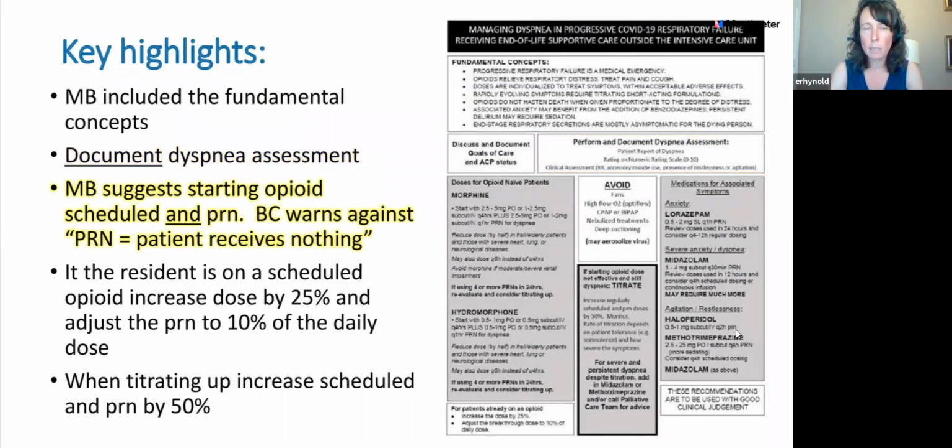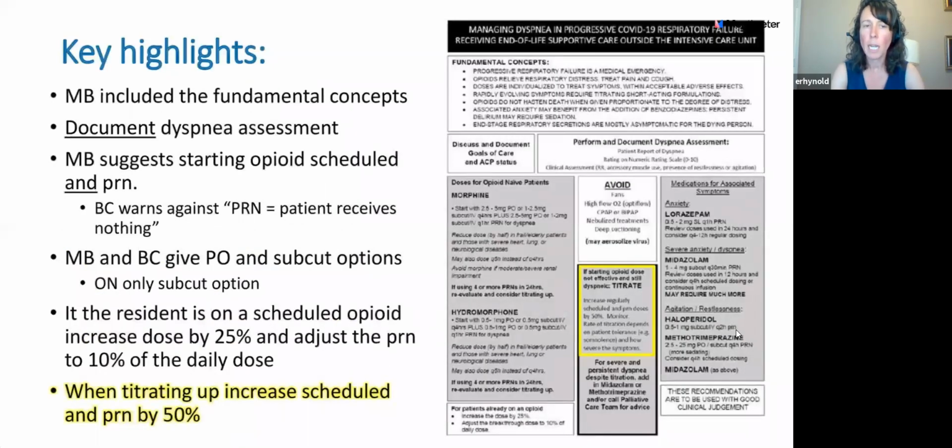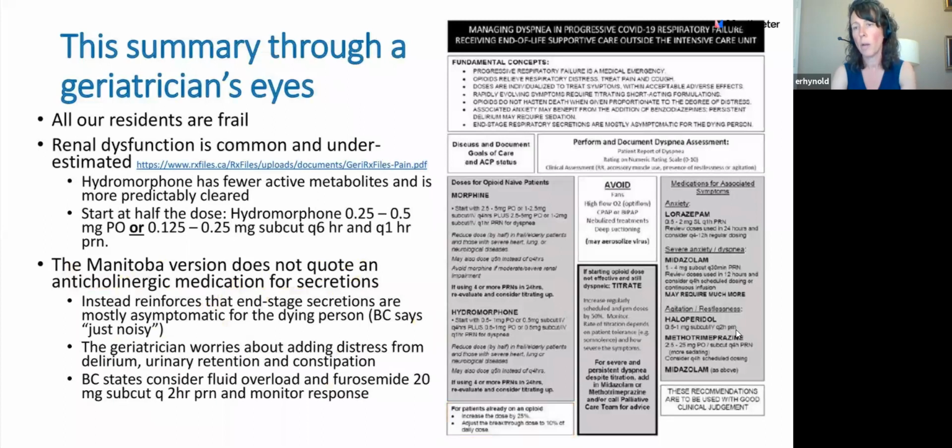In the various BC, Manitoba, and Ontario versions of this, Manitoba has suggested starting a scheduled opioid and PRN. Ontario only started with a PRN, and BC started with a PRN and then had a box warning against PRN, patient not receiving. This is something certain where comfort and palliation is the priority: if PRNs are not given, then they can't provide any benefit. So to answer our jaunty quiz question, there's a box specific to residents who are on a scheduled opioid to increase the scheduled dose by 25% and adjust their PRN by 10%. And when titrating up, to increase the scheduled and PRN by 50%. We'll talk a little more about the specifics of that. I just wanted to walk you through what is contained in this summary.